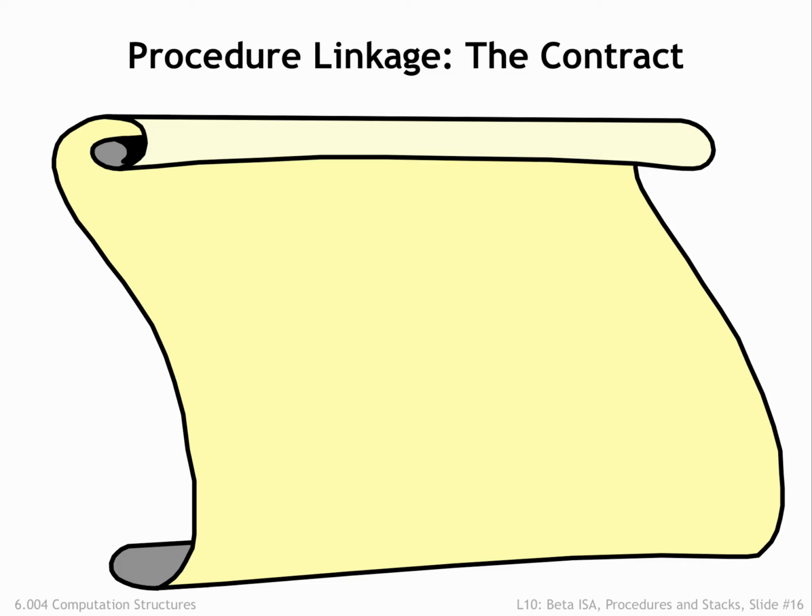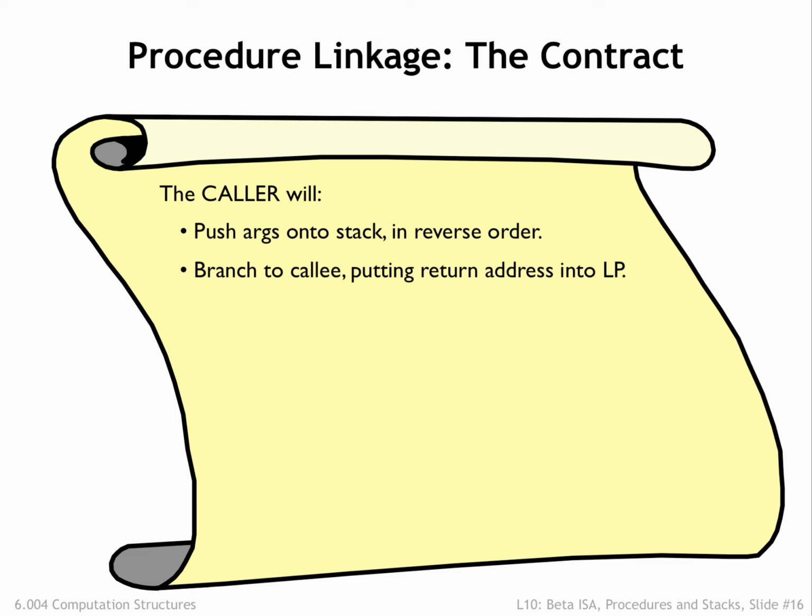Okay, here's our final contract for how procedure calls will work. The calling procedure, caller, will push the arguments onto the stack in reverse order, branch to the entry point of the callee, putting the return address into the linkage pointer. When the callee returns, remove the argument values from the stack.